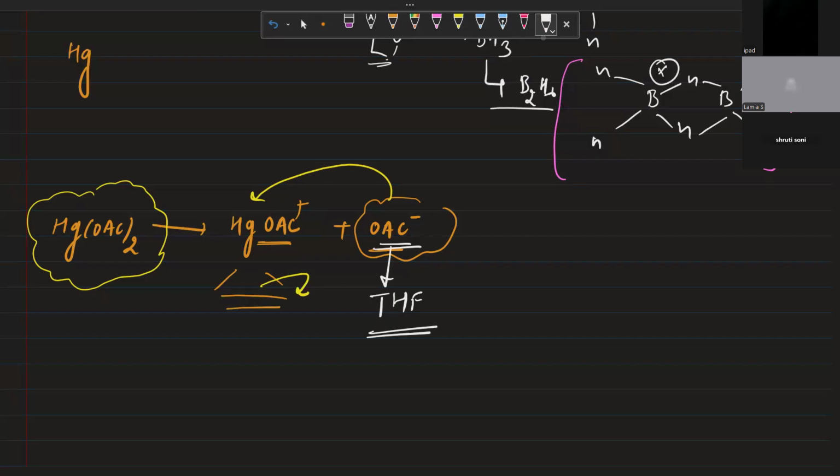So when you write the mechanism, at the top you would have the reagents and at the bottom you would have the solvent, right? Or no, that's not how it works.